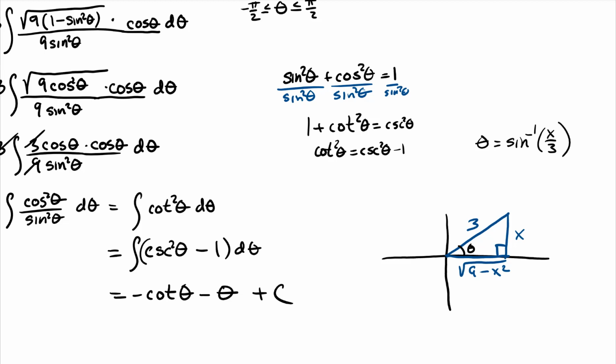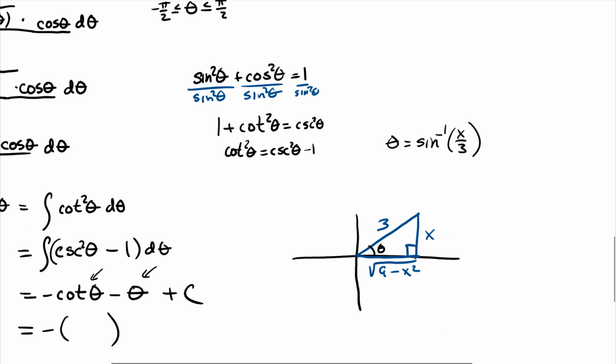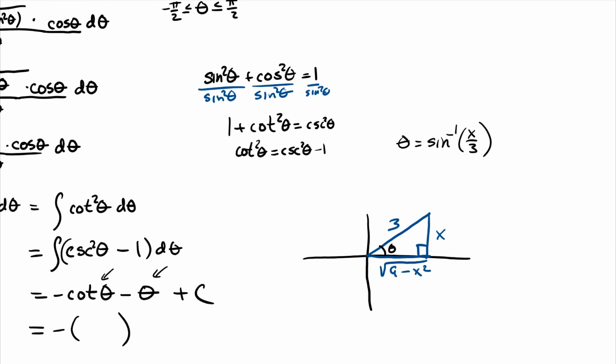Because we need to replace our theta, and we have to replace our negative cotangent of theta. So what's cotangent? Cotangent is our adjacent over our opposite. So we're going to get the square root of 9 minus x squared over x. Now we need to replace in for our theta, and our theta is equal to inverse sine of x over 3, all plus c.